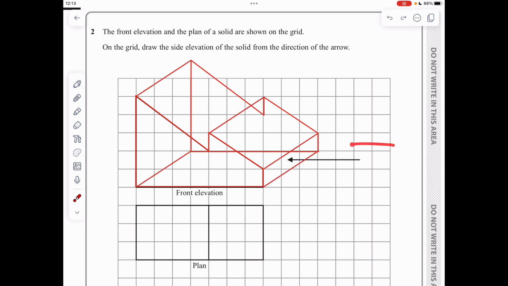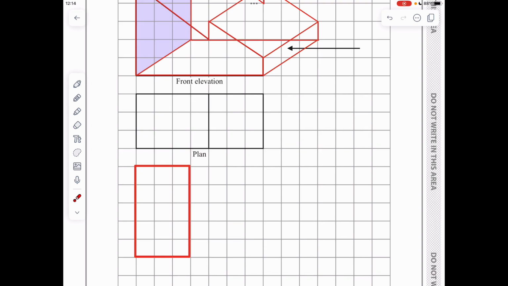So we're looking from this way, and we actually need to draw the side elevation. So essentially it's this part here. So it should be a rectangle that has a height of 1, 2, 3, 4, 5 units and has a width which is exactly as this one here, so it should be 3 squares in width. So there it is. I've drawn the rectangle. It has a width of 3 units, it has a height of 5 units.